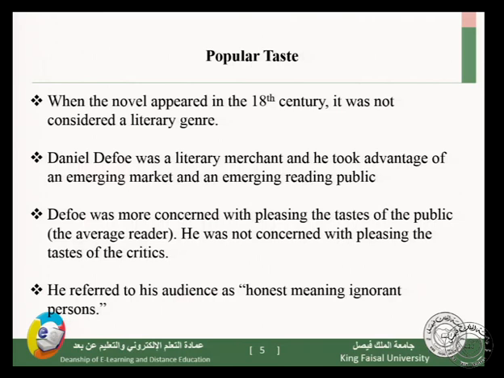So now that there is a printing press and books cost less, right? They're cheaper and people can afford to buy them, at least the middle class. And more average people from the middle class can read and buy books. So there develops a popular taste, right? A popular taste. When the novel appeared in the 18th century, it was not considered a literary genre. People in academia or in universities in the 18th century did not consider the novel a literary genre. It was a popular taste.